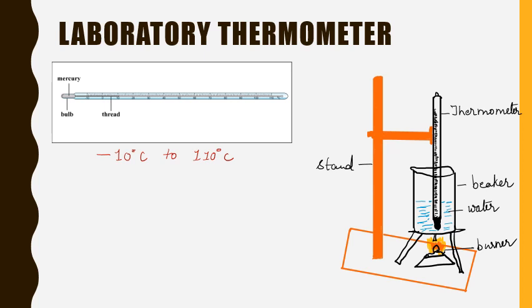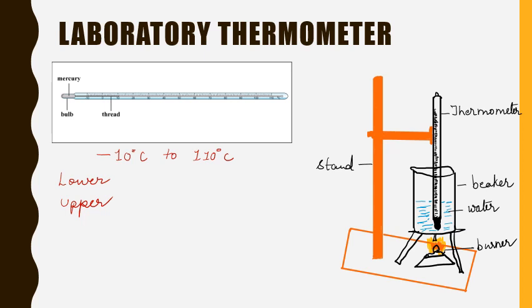Now, calibrating a laboratory thermometer. For this, first we should know what calibrating means. Calibrating means marking the units of measurement on a thermometer. For that, if you remember, we have read that in all the three scales, whether Celsius, Fahrenheit or Kelvin scale, they have a lower fixed point and an upper fixed point. So we have to mark the lower fixed point and the upper fixed point on this laboratory thermometer. So how to do that?